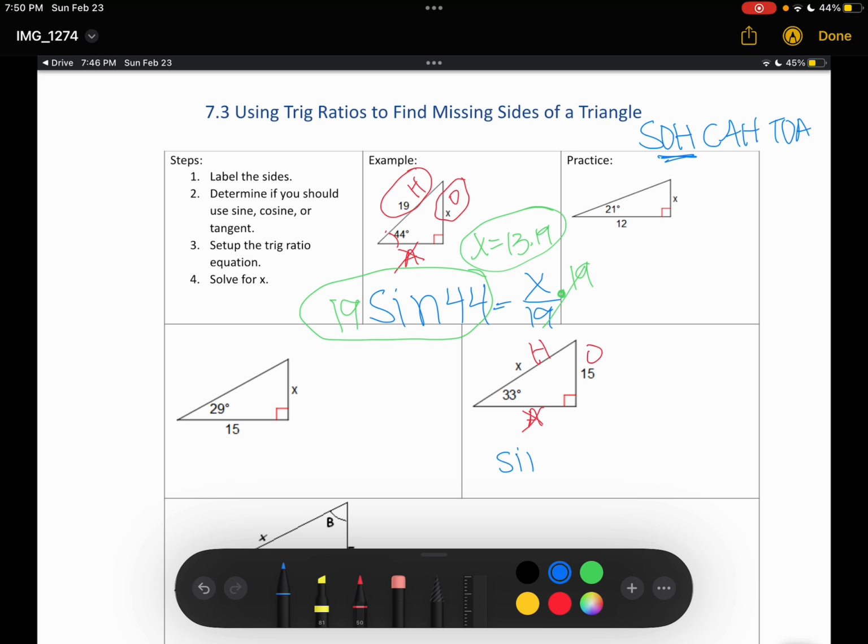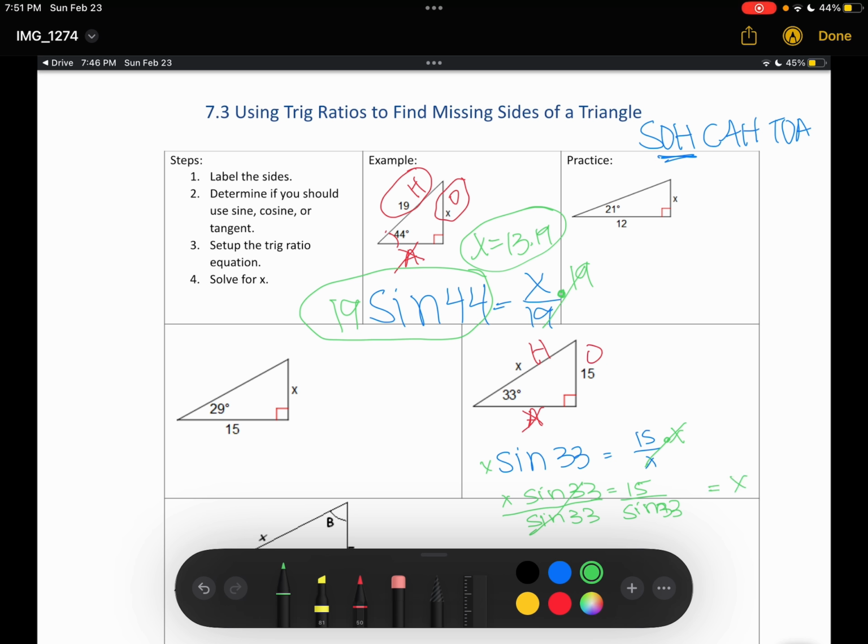So I set this up as sine of 33 equals the opposite over the hypotenuse. This time the x is in the denominator, so that's what we have to multiply first. That cancels out the x on the right and leaves us with x sine of 33 equals 15. We're still trying to get x by itself, so now we're going to divide the left-hand side by sine of 33. And now that cancels out.